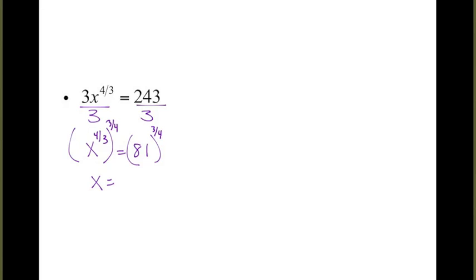To evaluate the 81 to the 3/4, remember the bottom is the root and the top is the power. The fourth root of 81 is what number times itself 4 times is 81? And that's 3. And then 3 cubed is 27. About the 3 on the 81, I did that after I turned the 81 into a 3. I did the cube then. Okay. So I did my root before my power there.